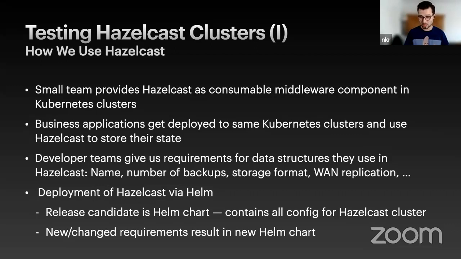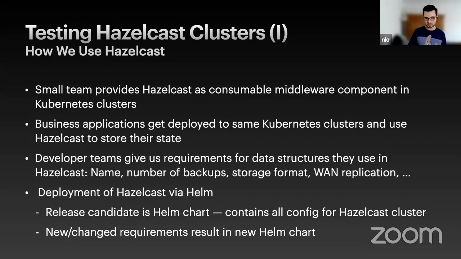And at some point, prior to release, the developer teams reach out to us and communicate their requirements. Stuff like, we need a new map with name such and such, number of backups is X, storage format, please make it Y, and considering the WAN replication, we would prefer high throughput over low latency, stuff like that. And then we put all of that configuration into a Helm chart. So all of the cluster configuration plus all of those data restrictions are embodied in the Helm chart. Thus, the Helm chart is our release candidate.